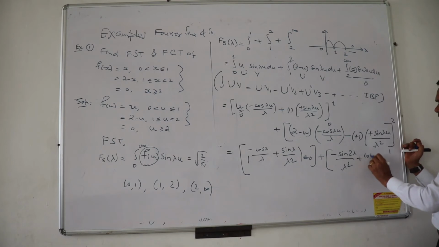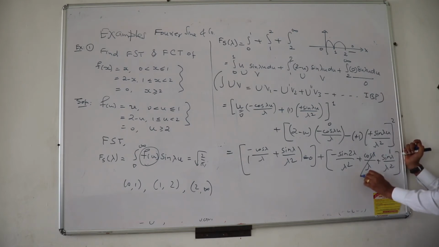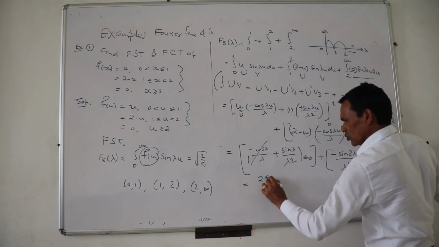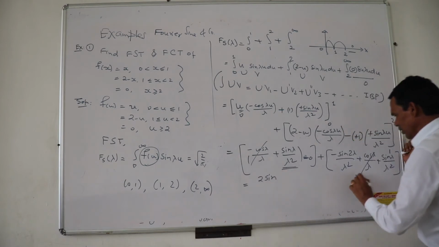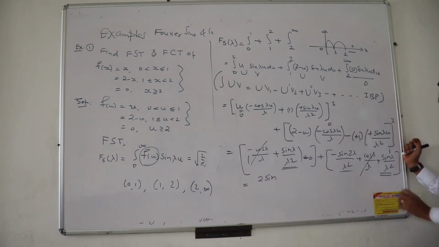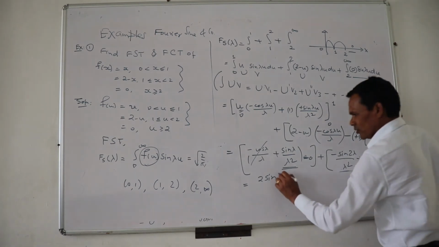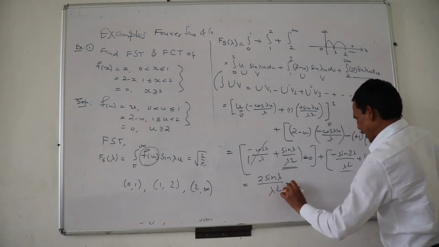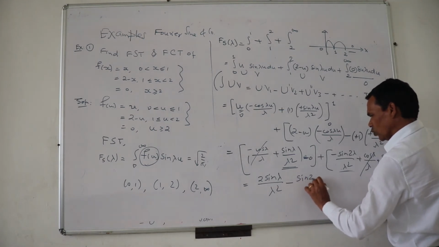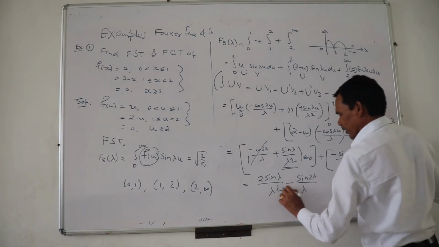So it is cos lambda upon lambda, and this one is minus minus plus again, sine lambda upon lambda square. So this is the way you can observe these things here. This gets cancelled from here and you are getting the answer. This is 2 times, because this one term and this other term here are the same. So I make it 2 times sine lambda divided by lambda square minus sine 2 lambda divided by lambda square.